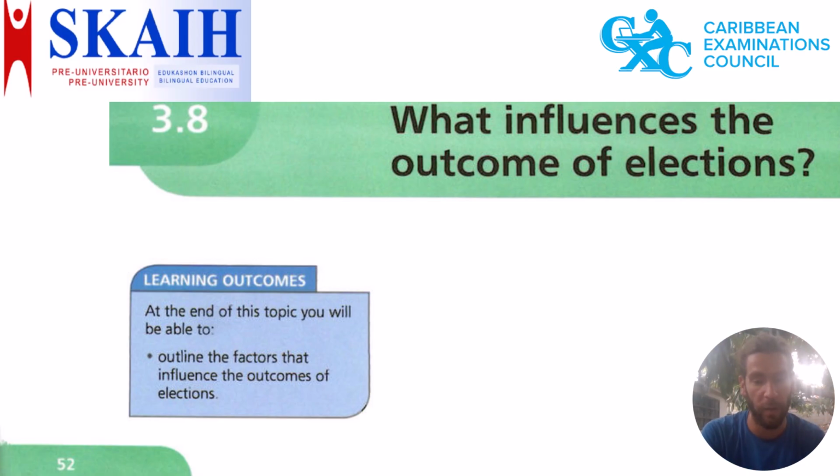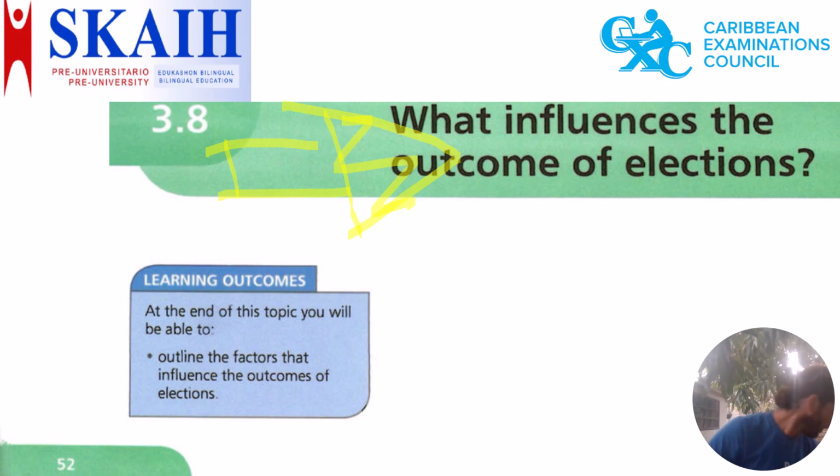And we're going to talk in this video, with or without the dogs, about what influences the outcomes of elections. We just had, speaking in April 2025, elections in March 2025, and we're talking now about what influences the outcome of elections. So, what influences the outcomes of elections?